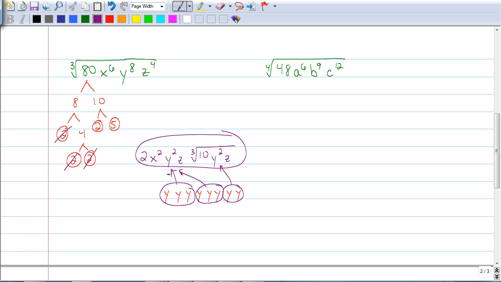But what remains under the radical? 3 goes into 8 2 times with 2 remaining, so the y squared stays under the radical. For the z to the fourth, 3 goes into 4 1 time, so I take out 1 z with 1 remaining, so 1 remains under the radical. So that would be your final answer.